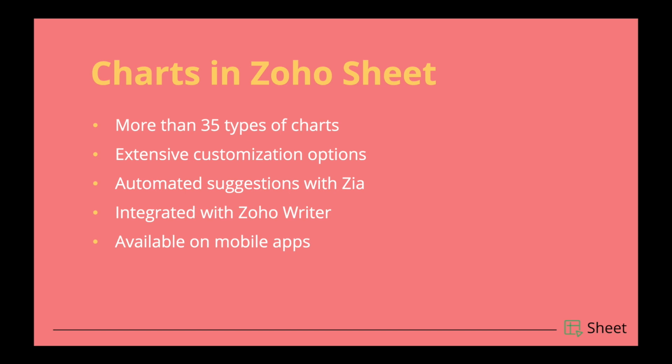And apart from that, we also provide an AI-powered analytical assistant called Zia, which can provide you with automated recommendations of charts, pivot tables, and insights about your data. So if you want to insert a chart from Zia, you can simply drag and drop and create your reports.